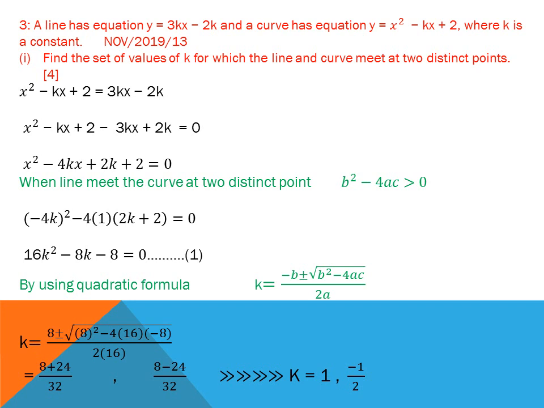16k square minus 8k minus 8 equal to 0. Apply the quadratic formula here, minus b plus minus square root of b square minus 4ac over 2a. I find that k is equal to 1, k is equal to minus 1 by 2.